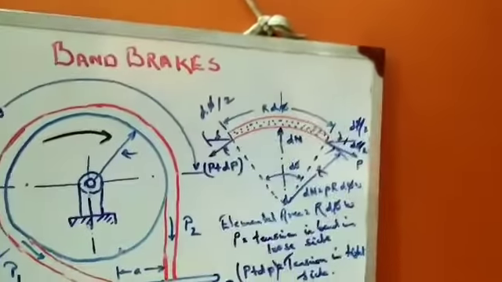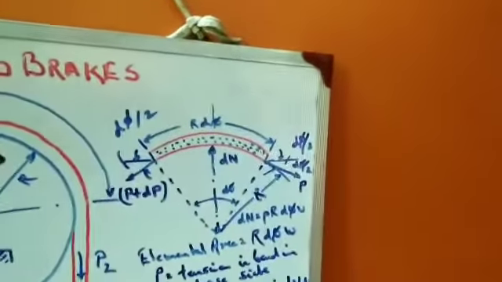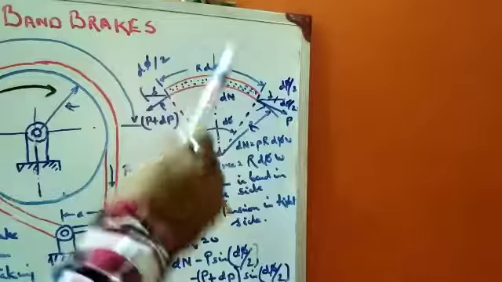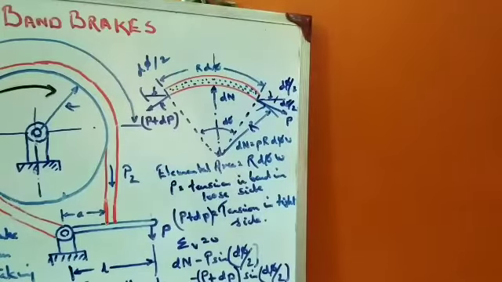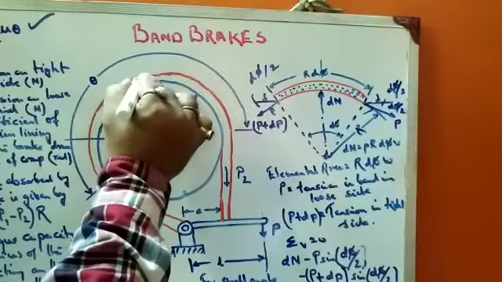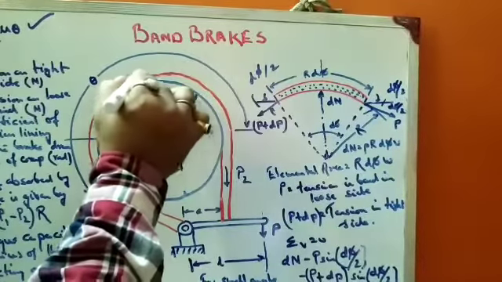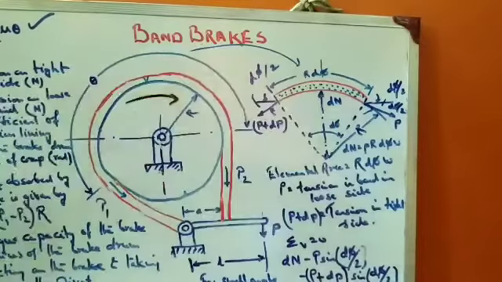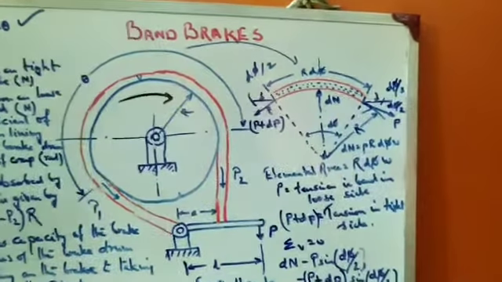Now we are considering a very small elemental strip which makes an angle of d phi. So we take a very small strip of this brake. Suppose we take a very small strip from here, and we shift it over here for force analysis, and we see what are the forces acting on this strip.